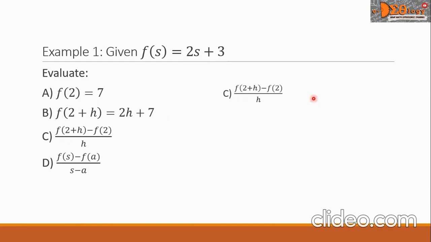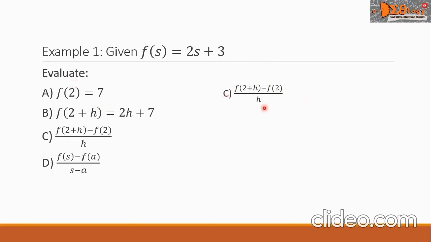Let us simplify the fraction. The numerator is f of 2 plus h minus f of 2, all over h. I hope you notice that the first function here is our function b. And the second function f of 2 is our first function a. And all over the h.